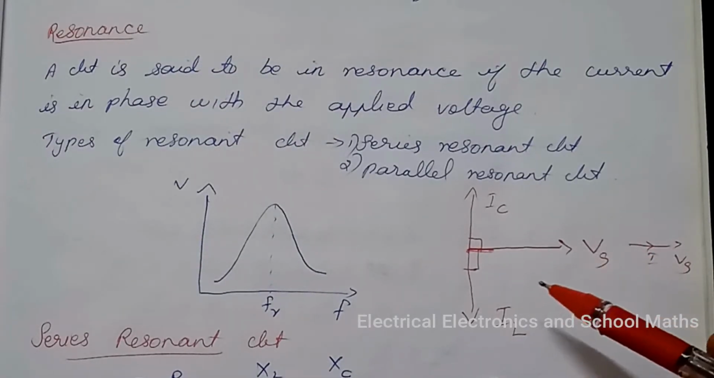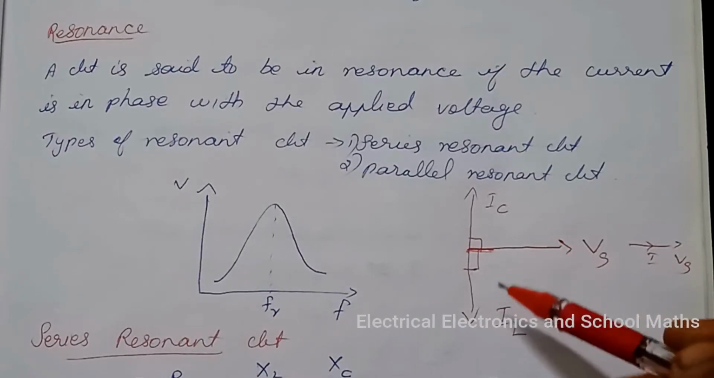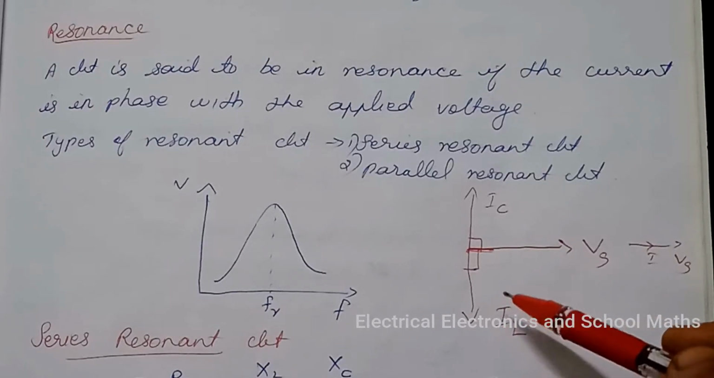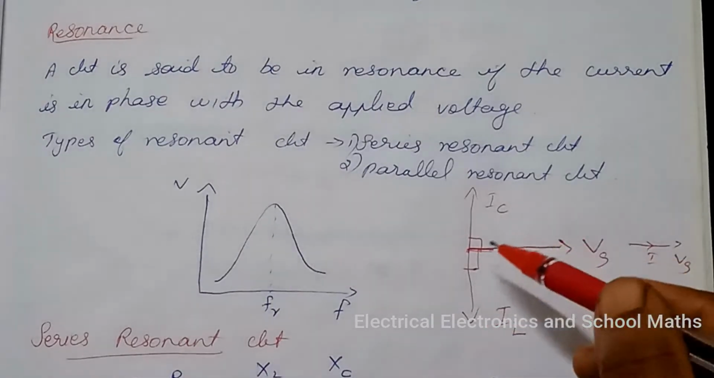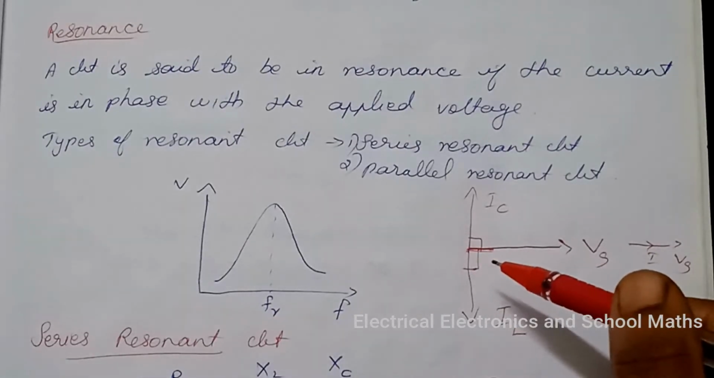Also at resonance, the inductive and capacitive currents are equal but opposite to each other. Then the net result is 0, that is, 0 current. Or we can say the impedance is very high in that case.